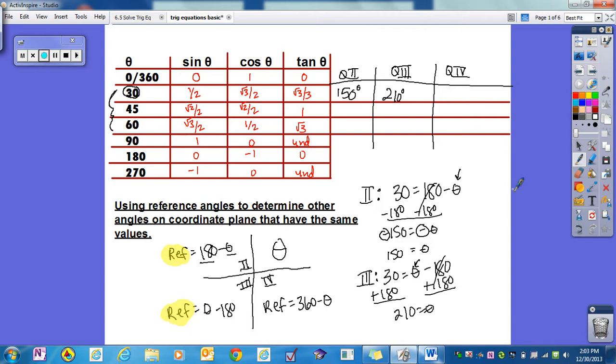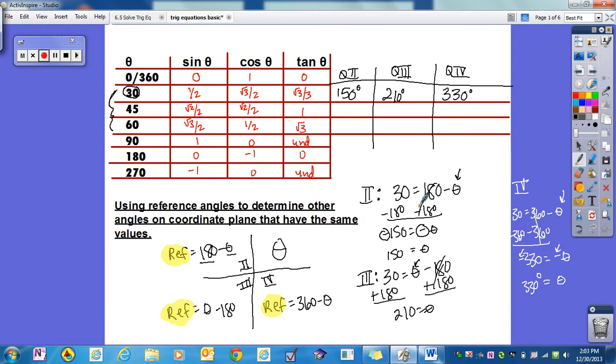If I work in quadrant 4, again, I'm working with my reference angle of 30 degrees. So I'm going to say 30 degrees equals 360 minus theta, because I want to know what that original theta value was. So minus 360 on both sides, and I get negative 330 equals negative theta, but this negative and this negative can both change to a positive, so theta equals 330 degrees. So that means that 30 degrees is a reference angle for 330 in quadrant 4.